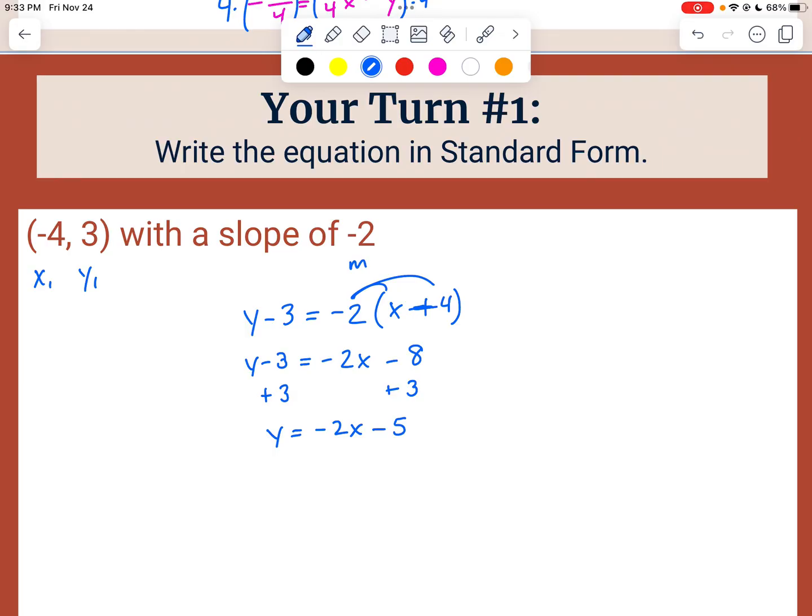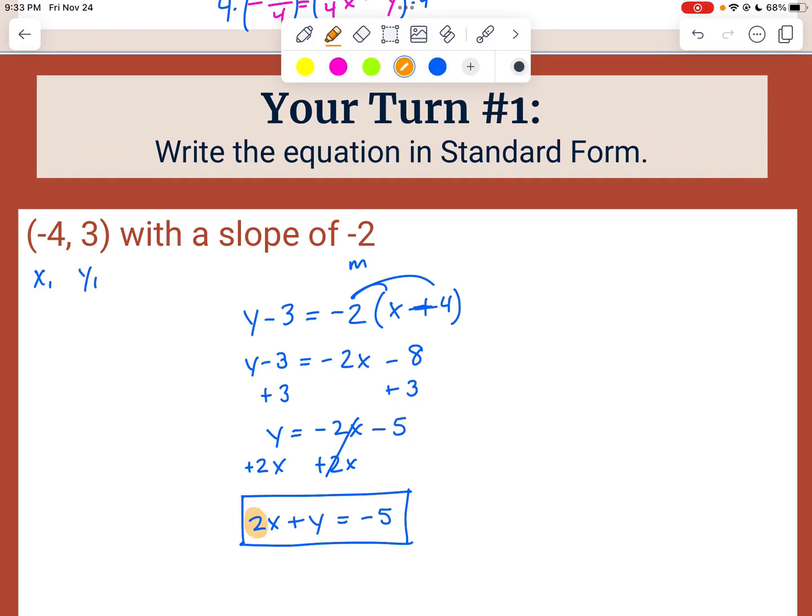This actually is a really easy problem because all you have to do is move that x over and it'll become positive. So we need to add 2x to both sides. Those cancel. We can't combine x and y, so that's 2x plus y equals negative 5. We don't have any fractions. We don't have any decimals. All of our coefficients are integers, and this leading coefficient is positive. So it's in standard form.